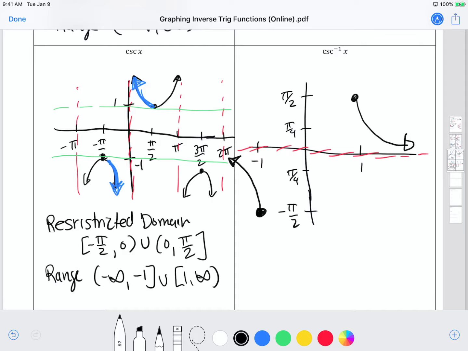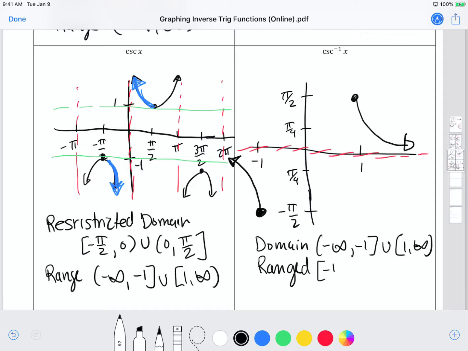So my domain of the inverse is now going to be -infinity to -1, union 1 to infinity, because the domain and range get swapped. And then the range becomes -pi/2 to 0, union 0 to pi/2. So when you're looking at the unit circle, we're going to be looking at quadrants 1 and 4 when we're dealing with cosecant.